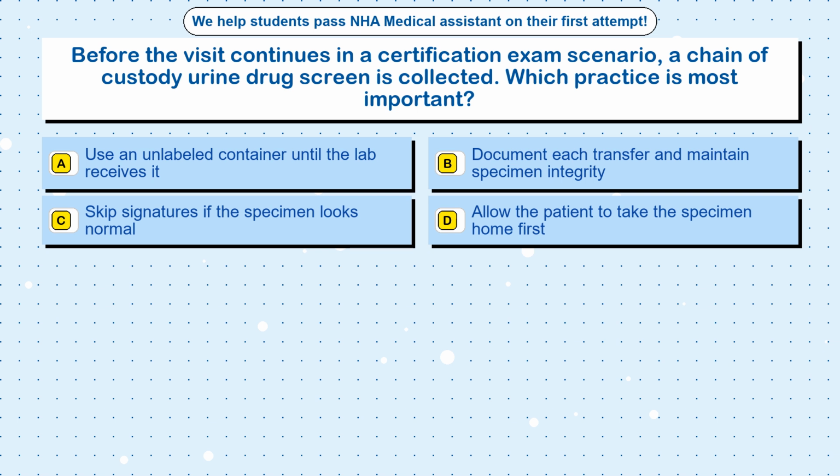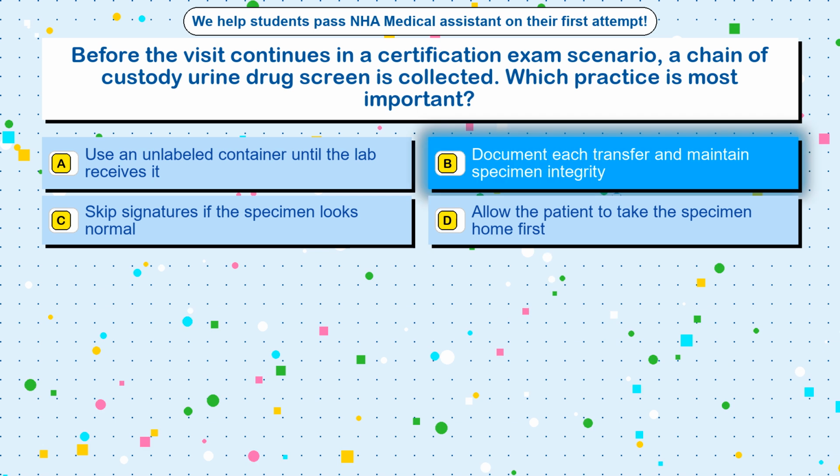Option A, use an unlabeled container until the lab receives it. Option B, document each transfer and maintain specimen integrity. Option C, skip signatures if the specimen looks normal. Option D, allow the patient to take the specimen home first.